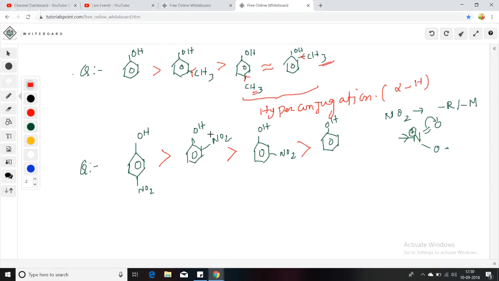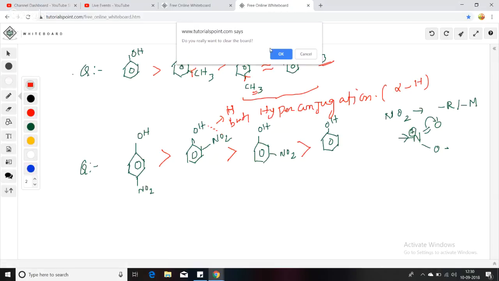Why is this one less? Because of the hydrogen bonding over here. Just write down H bonding. Because of H bonding, its acidity decreases compared to para position. Okay, this is one example we have. One last example we'll also see. One more example we'll see.